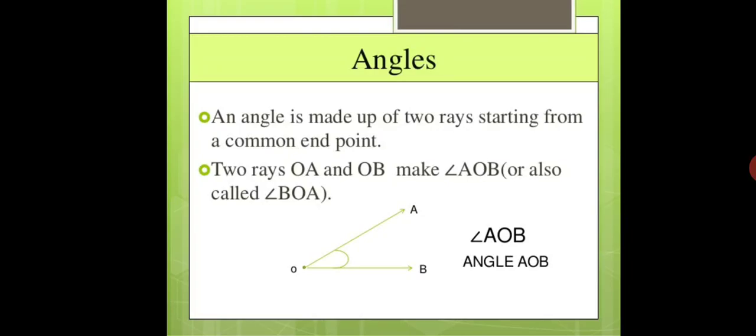Angles. What is an angle? An angle is made up of two rays starting from a common endpoint. Two rays OA and OB make angle AOB, also called angle BOA. Here is a figure of angle AOB, where OA and OB are two rays and O is the common point, that is the vertex.